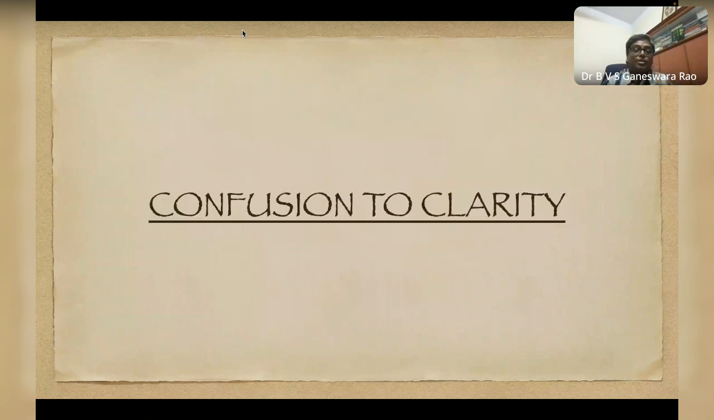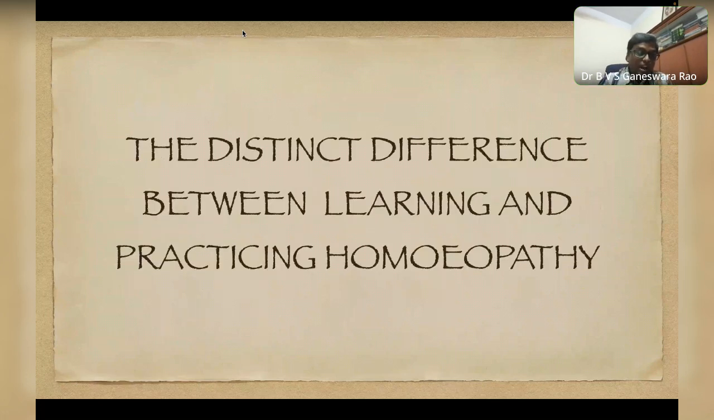So to get from confusion to clarity, generally I get many questions about the homeopathic study and find that there are distinct differences between learning homeopathy and becoming a homeopath, right? They are really two different ballgames. So let me explain this.